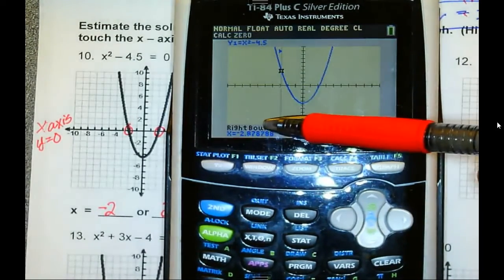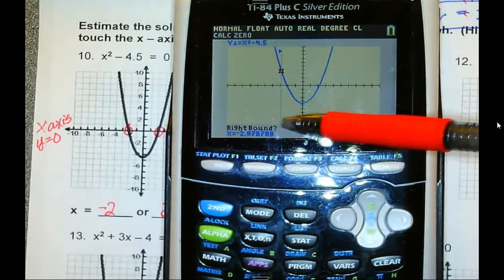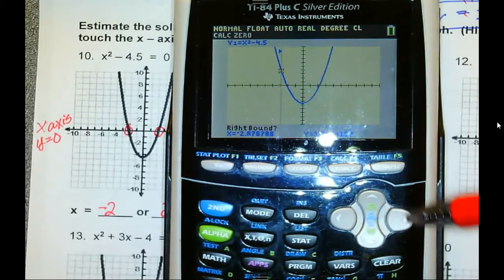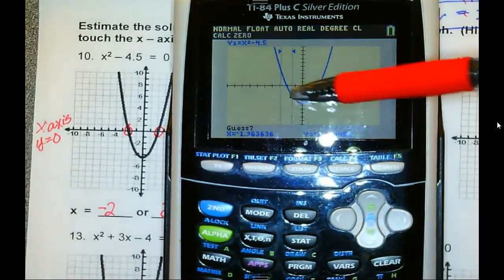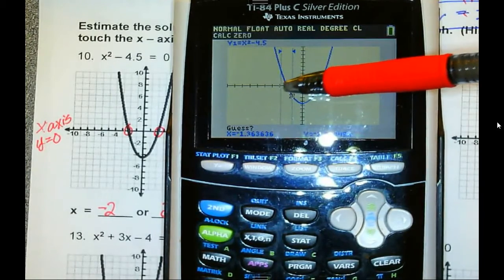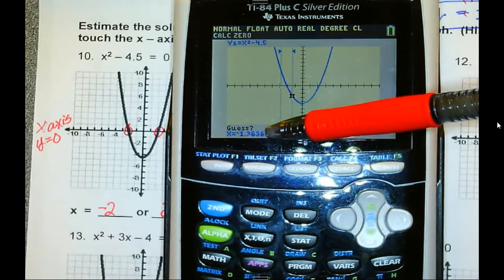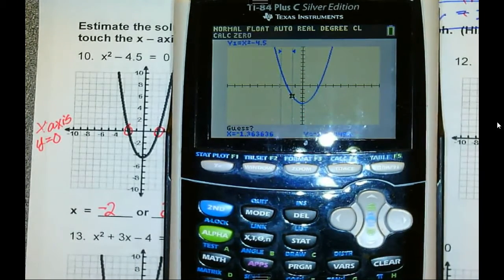And it says, go ahead and make a right bound to that point. Get to the right of that point. So I'm going to use my arrow key to go to the right. I'm to the right. I'm going to hit enter. Then it's going to ask me, you want me to guess where that point is? I'm going to say, please tell me where that point is.